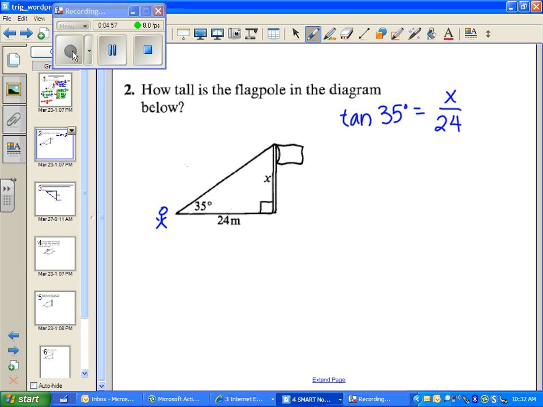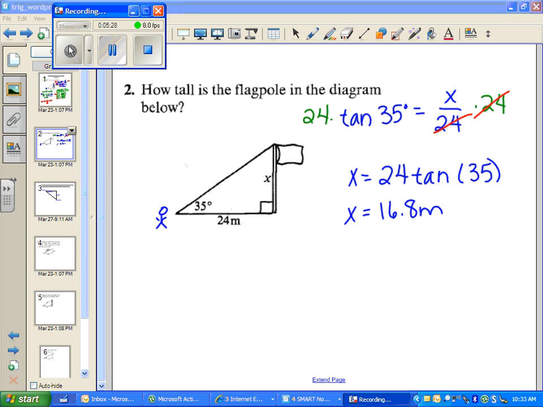Since the x is in the numerator, it's the same process as what we did with the last one. We're just going to multiply both sides by 24 in order to solve for x. That gets the 24 out of the denominator and the x by itself. What we actually put into the calculator is 24 tan of 35 degrees. And in the calculator, you don't actually have to put a times between your 24 and your tangent, and it will still work.